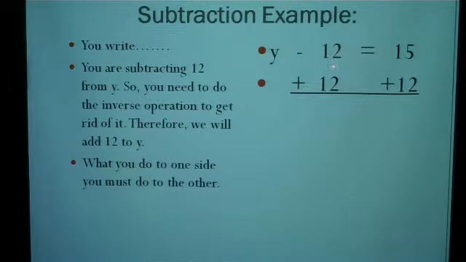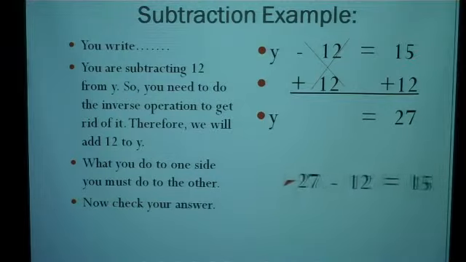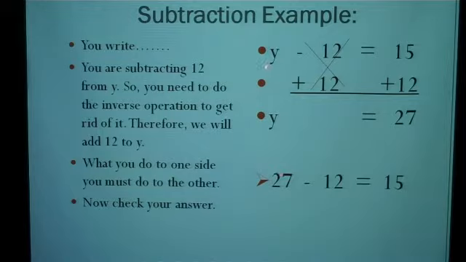Notice we're going to cancel this side out, leaving just the y, which is what we wanted. This side will give us the answer. Y equals 27. Now we're going to use substitution. We're going to put the 27 in the y's place and work the original equation. Does 27 minus 12 equal 15? Yes, it does, so we are correct.